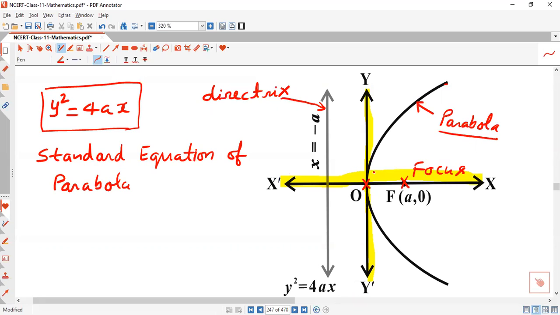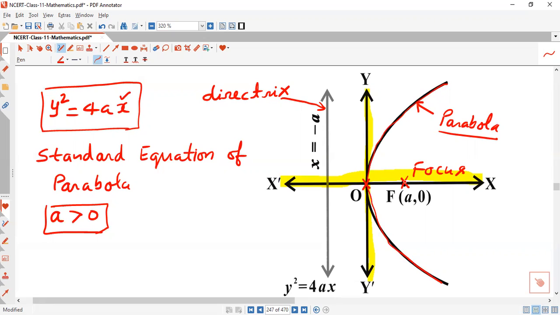This is the graph of this equation. This equation represents this parabola. Here x is always positive, because a is a positive term. I am taking small a as a positive number. That's why x is always a positive number.